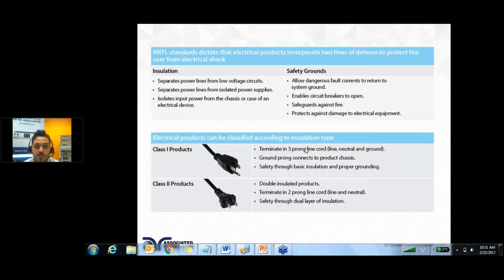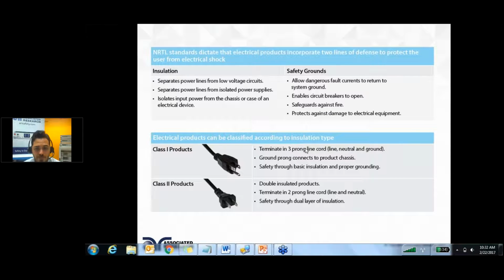It enables circuit breakers to open. It safeguards against fire and protects against damage to electrical equipment. So those are the two types of insulation.